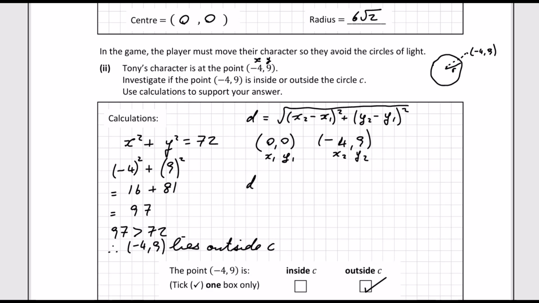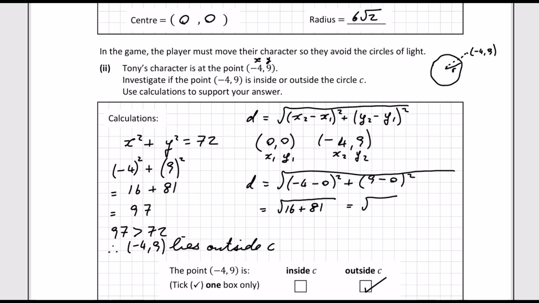The distance from 0, 0 to the point that we're looking at is the square root of -4 minus 0 squared, that's x2 minus x1, plus 9 minus 0 squared, that's y2 minus y1. So that's just the square root of -4 times -4, which is plus 16, plus 9 times 9, 81. So here we're going to get the square root of 97. If we change that into a decimal, it's 9.85 to 2 decimal places.